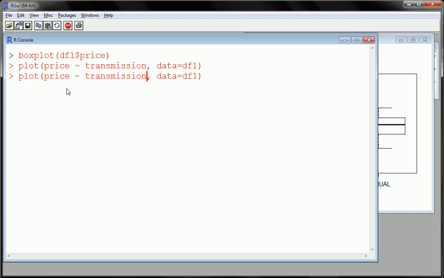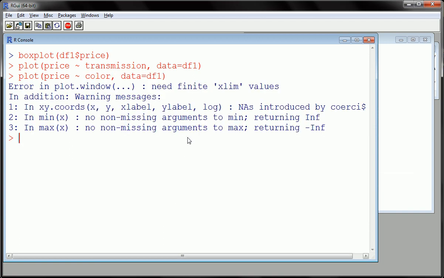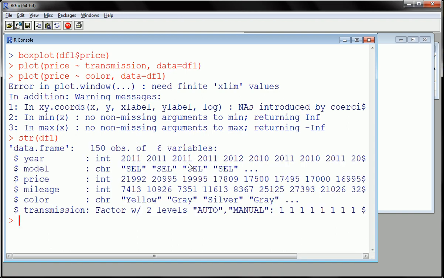So let's just pick color here, and this says blah blah blah. Let's see what. Aha! Here's our problem. Let's go to str, and here we learn a good lesson. Look at transmission, it's a factor. The box plot handled it perfectly fine. Look at color, I didn't change it to a factor, so I got this error message. So if you know your variable is something you want to analyze further and you know it's categorical, it might be a good idea to change it to a categorical variable. So let's quickly do that.